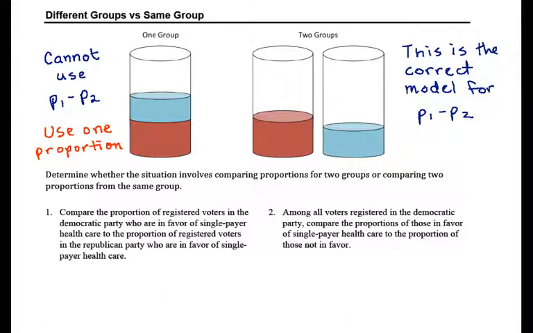So let's look at a couple of descriptions here and classify them as one group or two groups. Number one: compare the proportion of registered voters in the Democratic Party who are in favor of single-payer health care to the proportion of registered voters in the Republican Party who are in favor of single-payer health care. So the proportions we're calculating are from registered voters in the Democratic Party and from registered voters in the Republican Party. Those form our two groups.